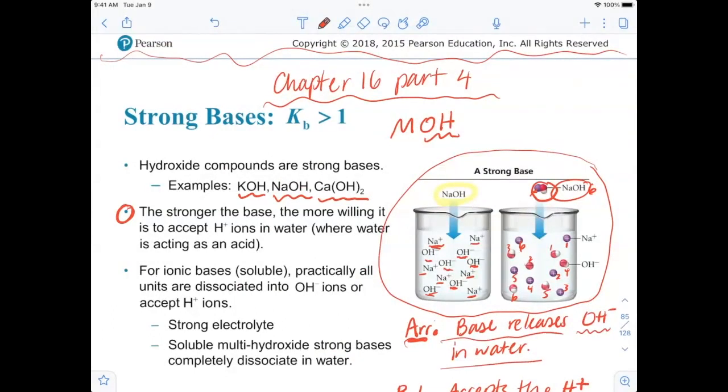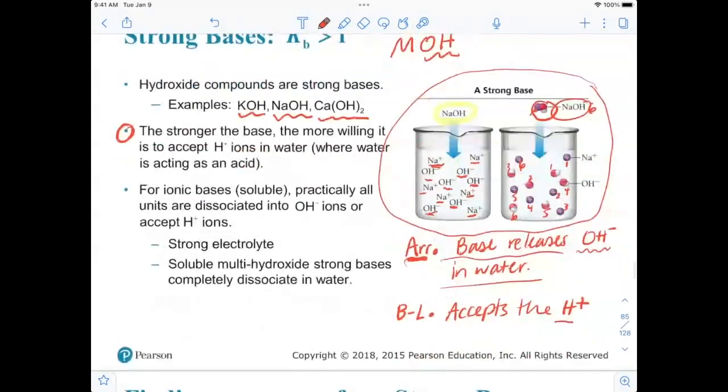Arrhenius' definition was used in the picture. In the second bullet point, what I think is they're actually using the Bronsted-Lowry definition. That's why I defined it here. Let's see what they say. The stronger the base, the more willing it is to accept the hydrogen ion in water.